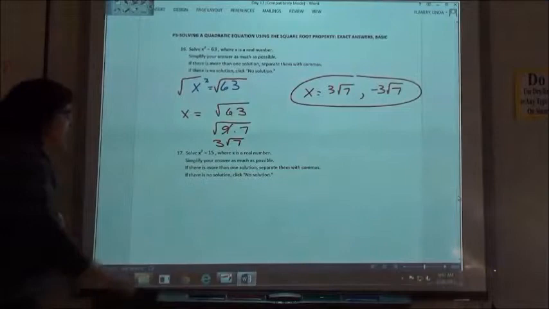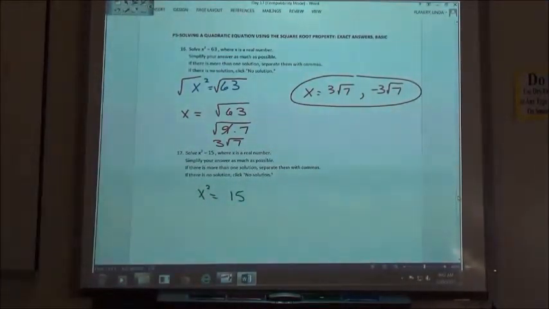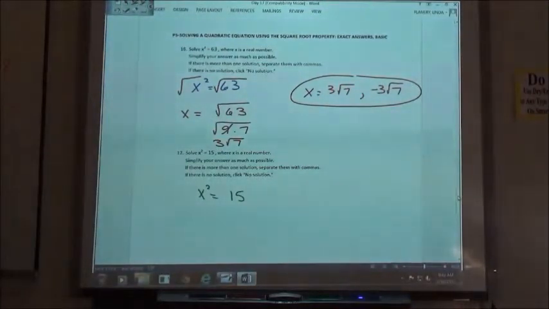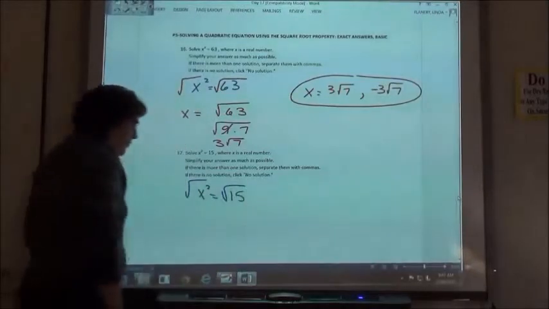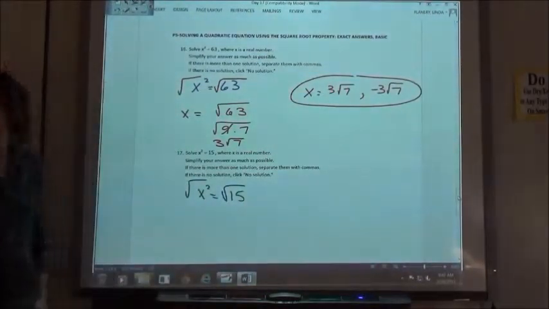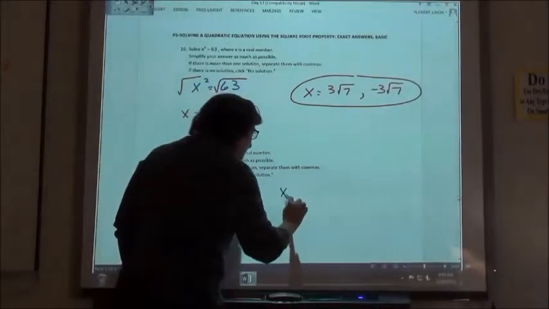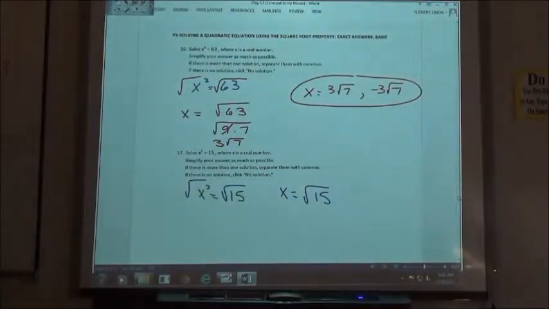So number 17, if I have x squared equals 15, what should I do to solve that? So you're going to do square root of x squared equals square root of 15. So the square root of x squared is just x. And then we have the square root of 15, right? So you're going to put 3 times 5?